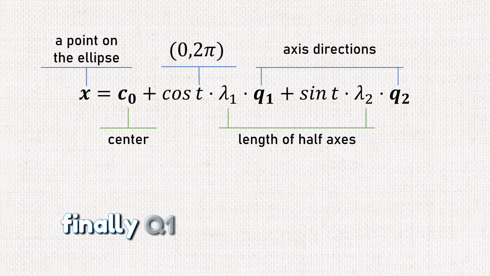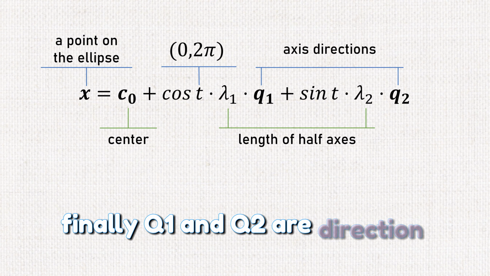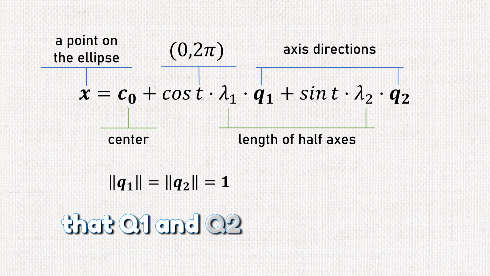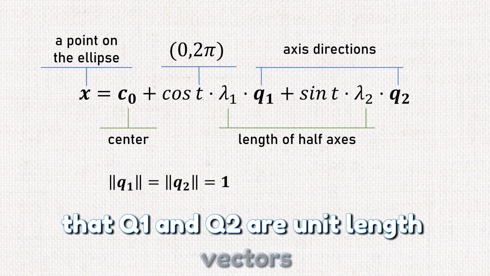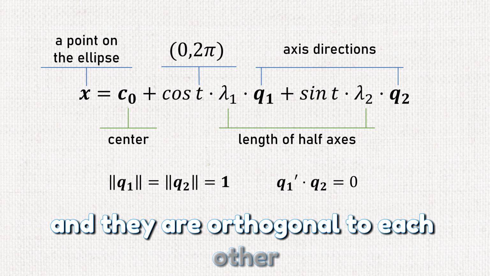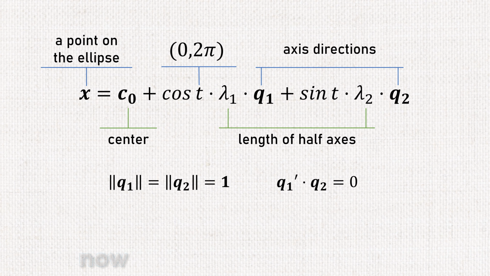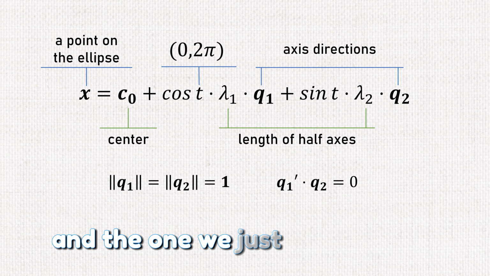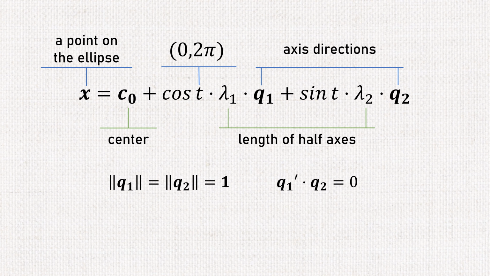Finally, q1 and q2 are direction vectors for the axis. It's important to note that q1 and q2 are unit length vectors, and they are orthogonal to each other. Now, what is the relationship between this type of formulation and the one we just talked about? Let's delve into it.